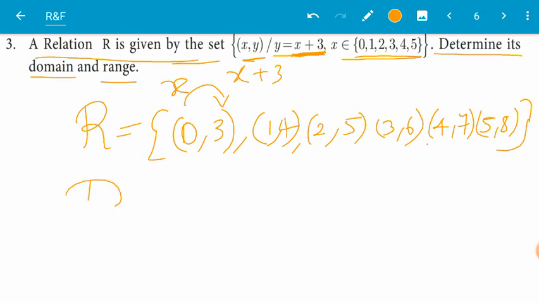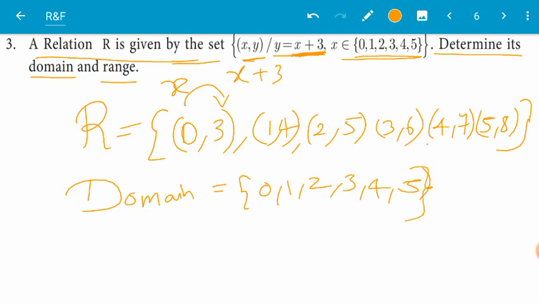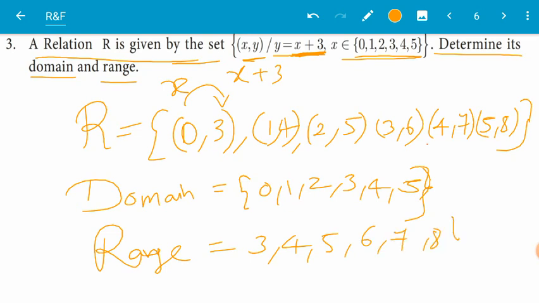They are asking for the domain. Easily you can tell the domain. Domain means the first elements. What are the first elements? 0, 1, 2, 3, 4, 5. Okay, what is the range? Range means the mapping: which of these elements map to which elements? 3, 4, 5, 6, 7, 8. This is your range and domain. Hope you understand this.